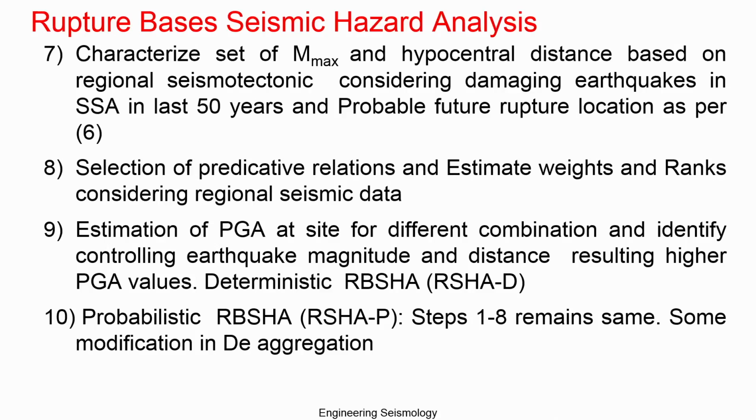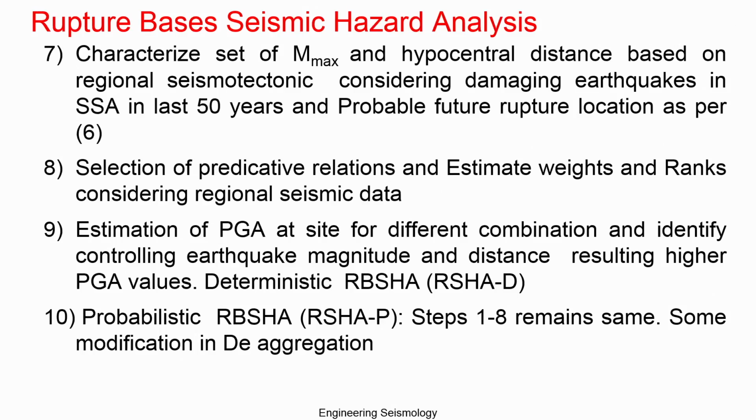From the previous steps, select a proper ground motion predictive equation and weigh them, estimating the weights and ranks based on the regional seismic data. That is the next step. Once you are done with that, you do the PGA estimation, and from that you identify which source and M gives the highest PGA. That will be taken as the rupture based seismic hazard analysis value.